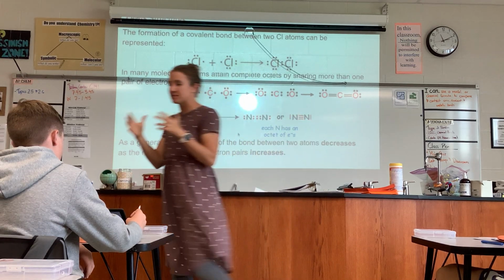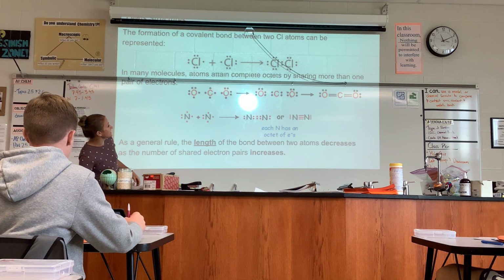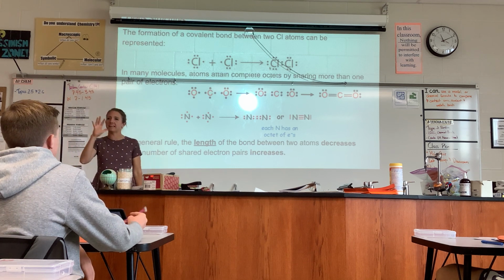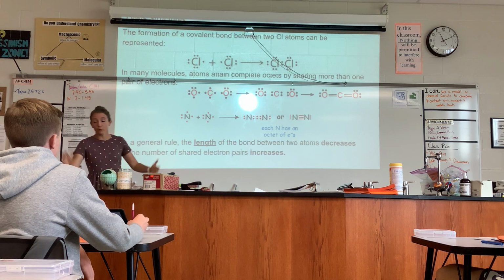A few just vocabulary to be familiar with. So when things bond, things can bond one time covalently. Now keep in mind, covalent is the shared relationship. So this chlorine has 7, this chlorine has 7. They both want 8 in the end.